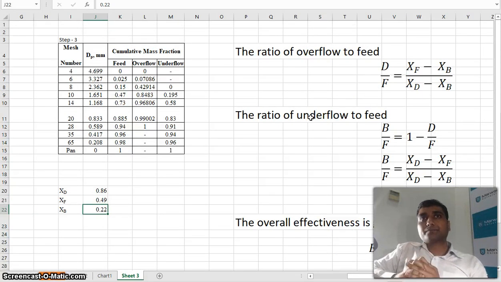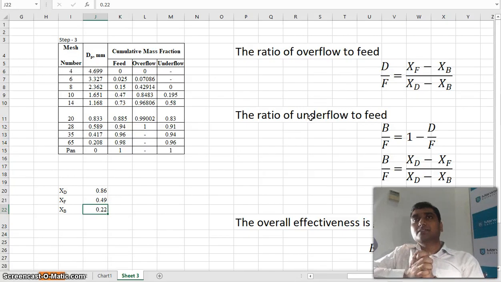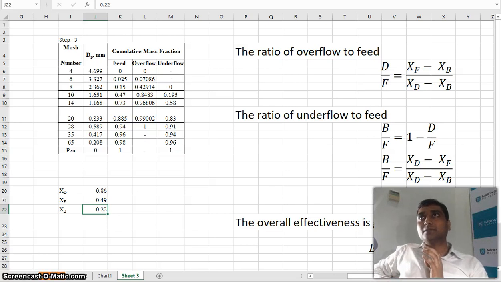Just to sum up, in today's lecture we discussed how to find the overall screen effectiveness. I think you are aware that F is equal to D plus B. That means the material balance is very important in this case, and that is what we did. We had already discussed the derivation of the overall effectiveness in our classroom, but it is still very important to find it numerically, which we tried with the help of various steps and the graph. I think this will be sufficient for you.